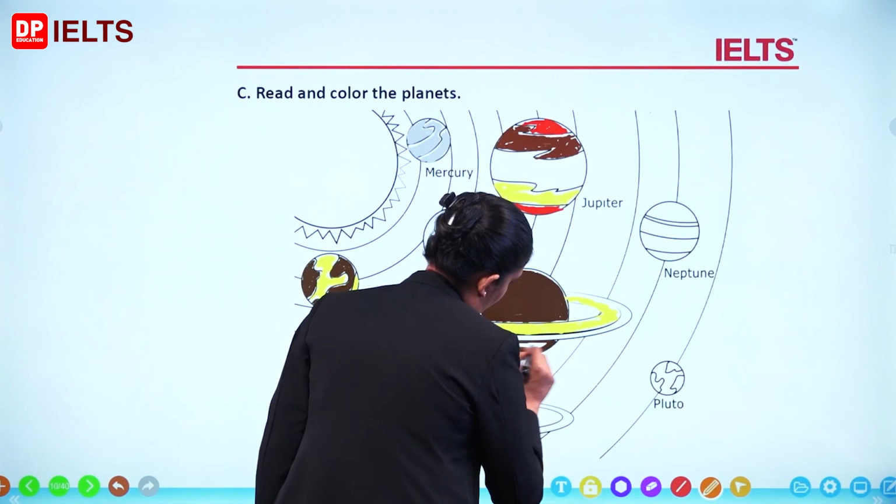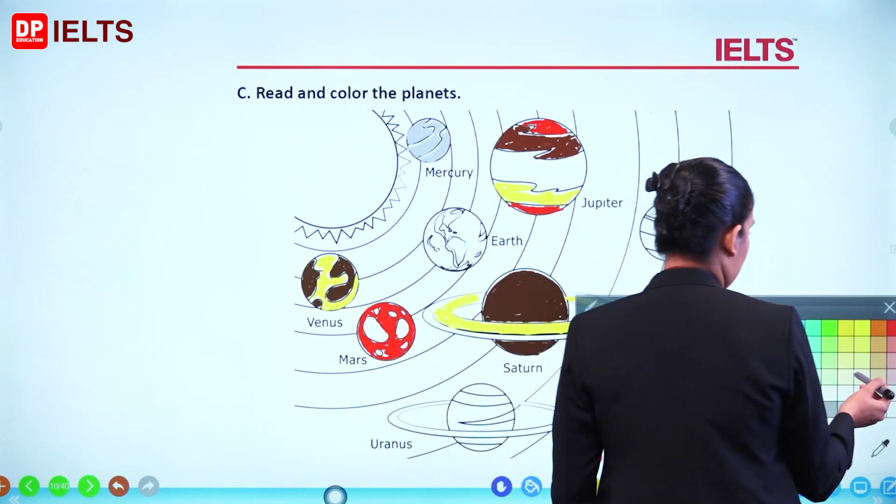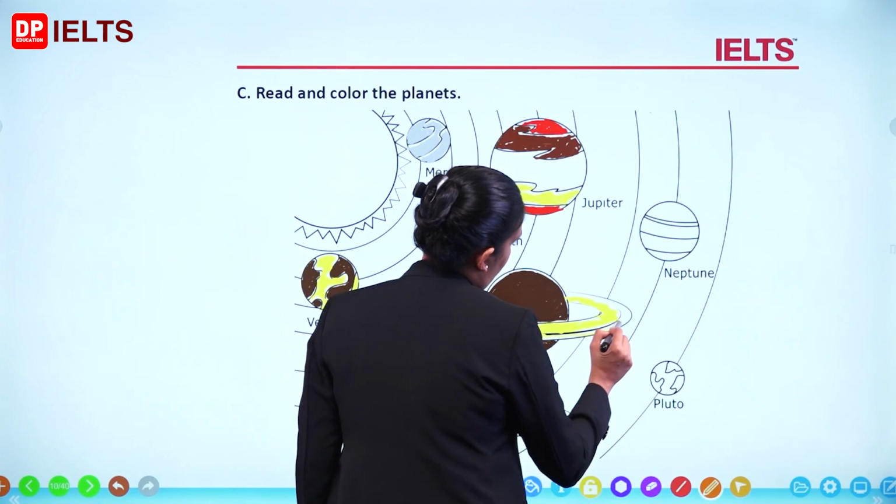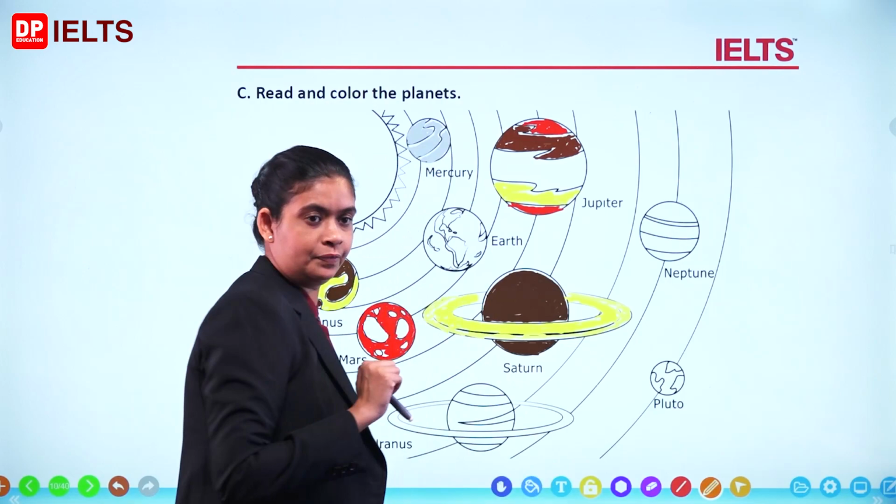Right, and then we could assume that this is definitely gold color, so let's just put in a bit of dull yellow, right? So dull yellow could be a bit of gold, because we really don't have gold in our palette. There you go. Right, so we're done with Saturn as well.